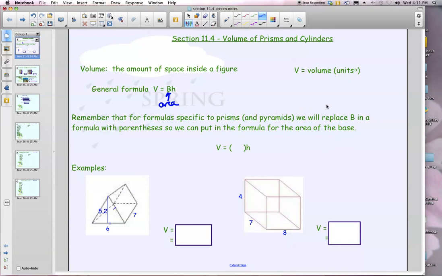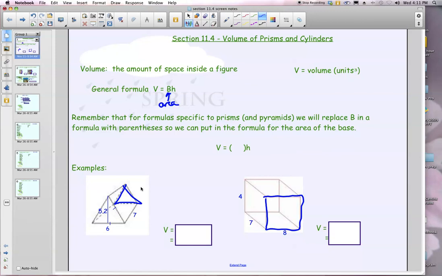Specifically, for prisms and pyramids, we will replace the B in the formula with a set of parentheses, because each time we find the area of our base in a prism or a pyramid, that shape can be different. Looking at the 2 pictures here, our base shape in this case is a triangle. The shape in this one is a rectangle, and you can have hexagonal bases or rectangular bases or square bases or whatever you want. So that's why we use parentheses instead of just leaving the capital B in there, because we know we need to replace that with the area of the base.